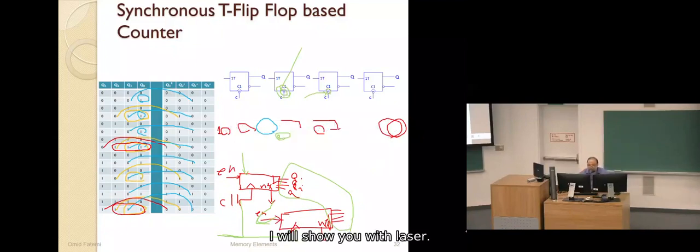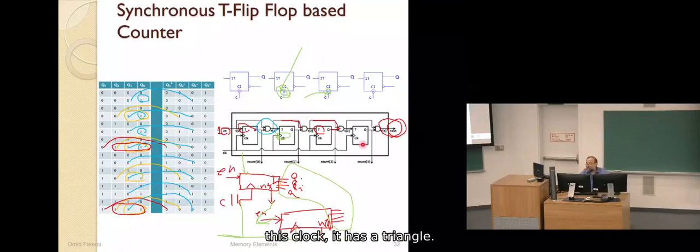I will show you with the laser pointer. Okay, here you see this is the clock. And this clock has a triangle, it means edge, and it has a circle at the bottom, so it means falling edge. But for example, this clock, it has a triangle, it means edge, but it doesn't have the circle, so it is rising edge. So based on the symbol, we know that it is rising edge or falling edge.